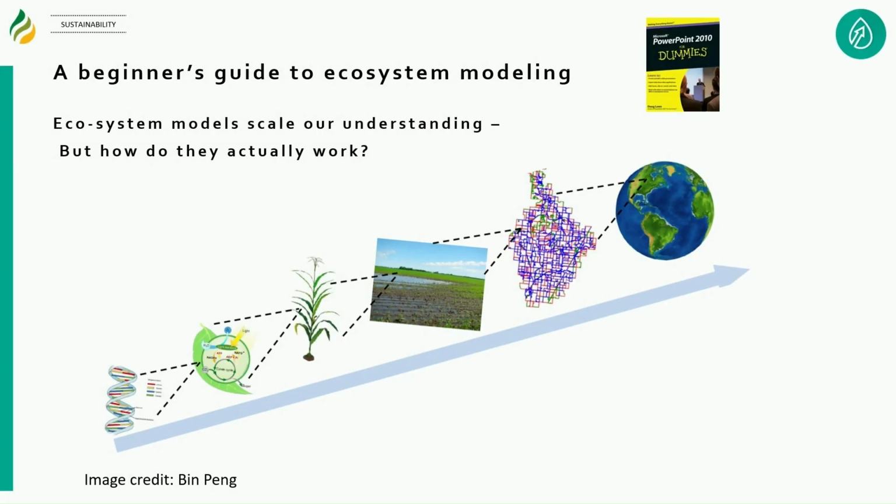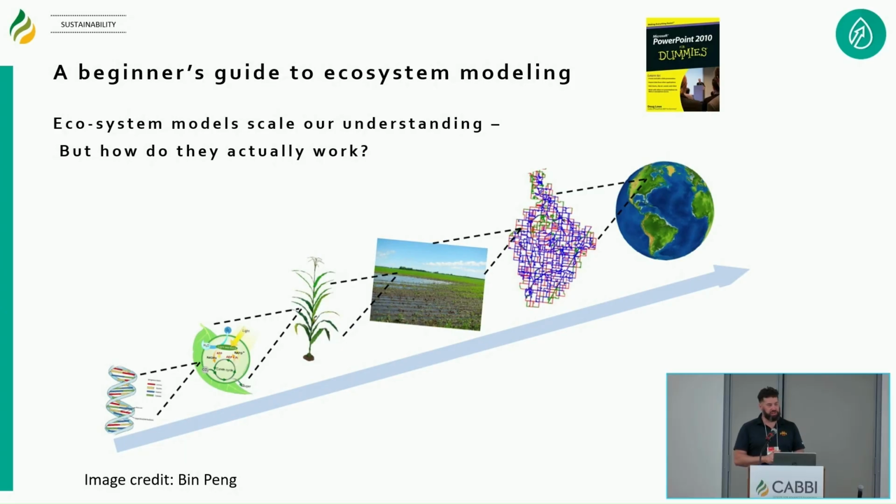A beginner's guide to ecosystem modeling. What we do with ecosystem models sounds really cool, sounds really opaque, but actually it's basically a physical representation with math of how plants and soils interact with the atmosphere. I took this image from Ben Peng's recent presentation, because I think it does a nice job of addressing the challenge at hand here. We have to go all the way from genetic information to plant cells, to leaves, to canopies, to fields, to watersheds, and the globe.